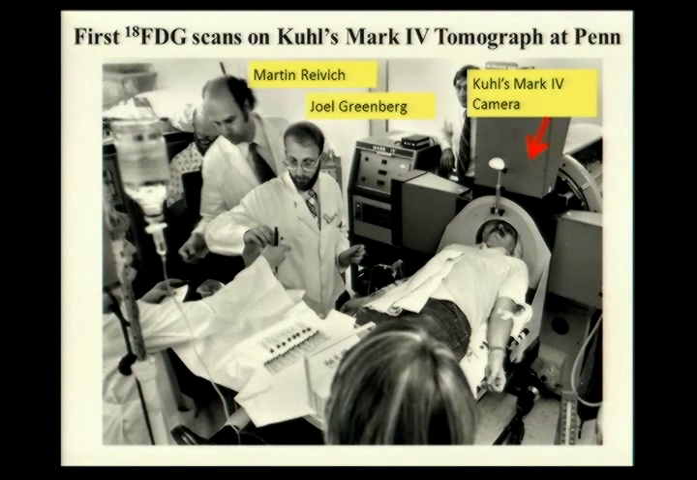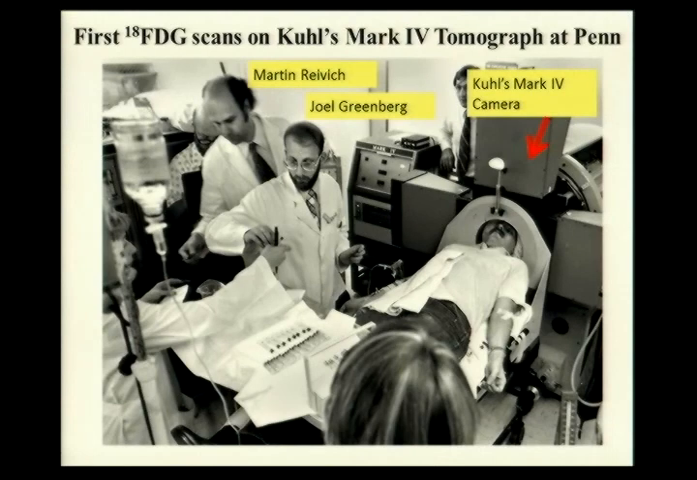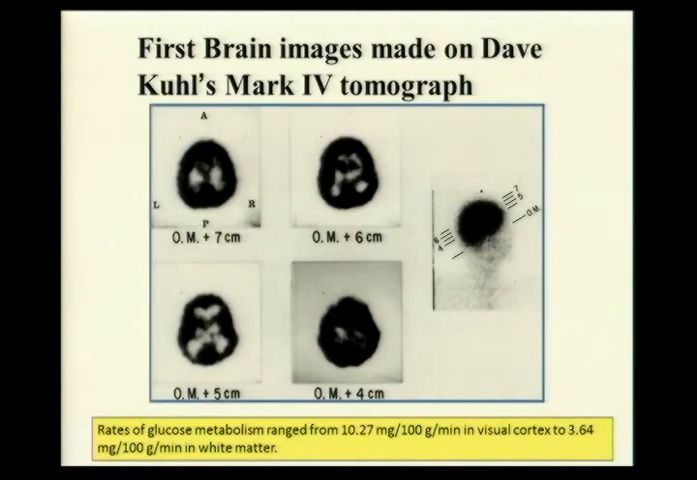per minute. This is Joel Greenberg doing blood sampling, Martin Reivich. And then if you look at the next slide, this is discussing results. This is a picture of David Kuhl, Martin, Michael Phelps, who had joined the group at that time. And these were the first images. They looked great to us at the time. They look pretty blurry right now, but we were so pleased.